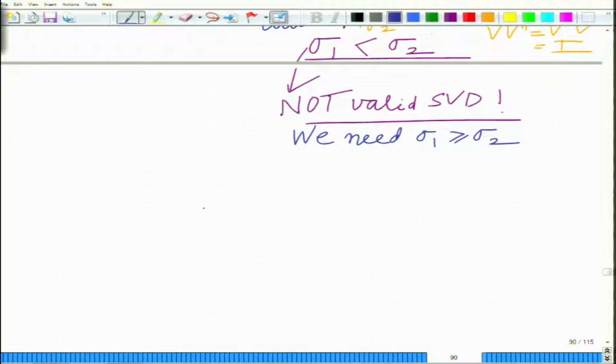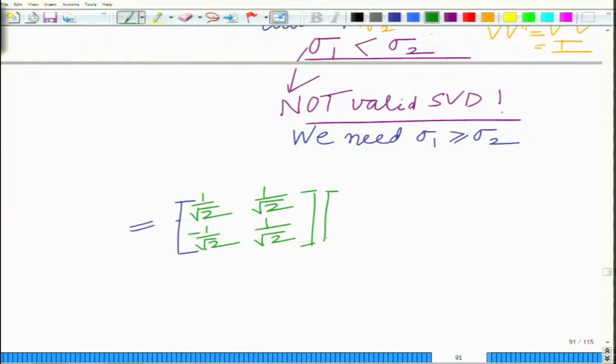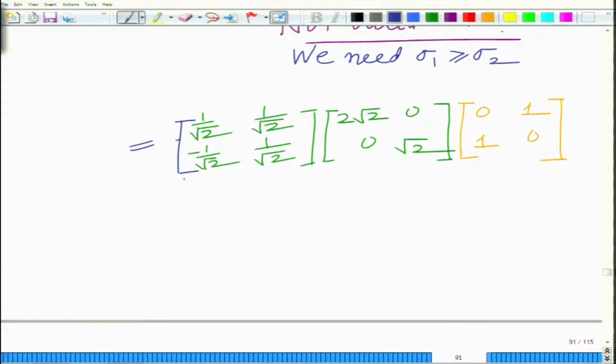Therefore I can equivalently write it as, first, as I told you, I will interchange the columns. So, this will become 1 over square root of 2, 1 over square root of 2, minus 1 over square root of 2, 1 over square root of 2. I can now switch the singular values, the diagonal matrix 2 square root of 2, 0, 0, square root of 2, and finally I switch the rows of V, so that becomes 0 1 1 0. Okay.